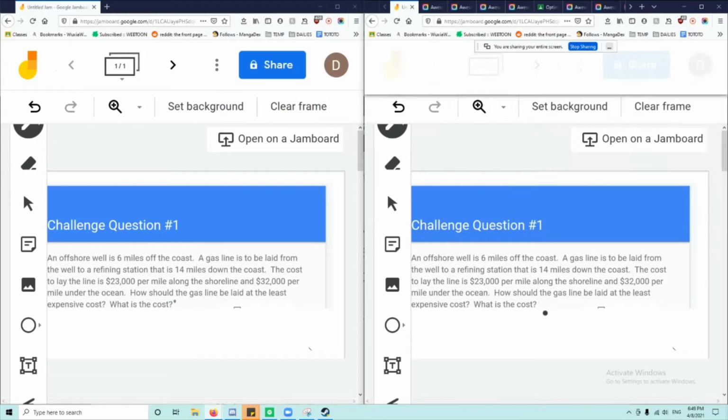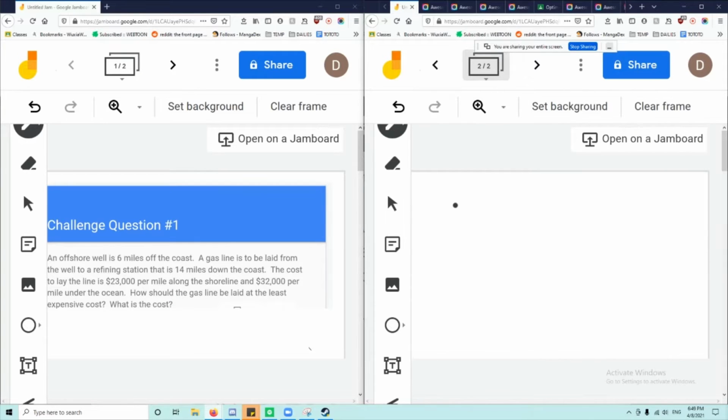Question. Let's start by drawing a picture. An offshore well is 6 miles off from the coast. We'll call this the well, 6 miles down. Call x the coast. A gas line is to be laid from the well to a refining station that is 14 miles down the coast. So we'll call this line 14. And this can be the refining station.